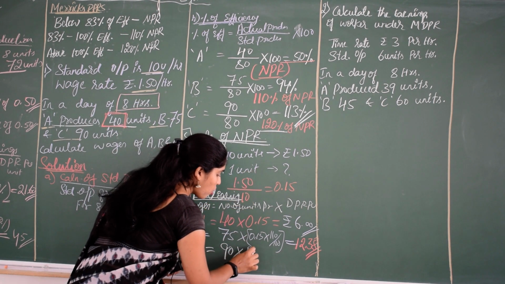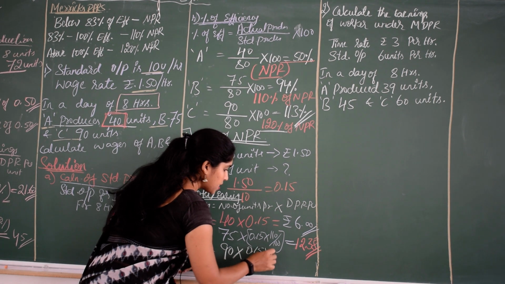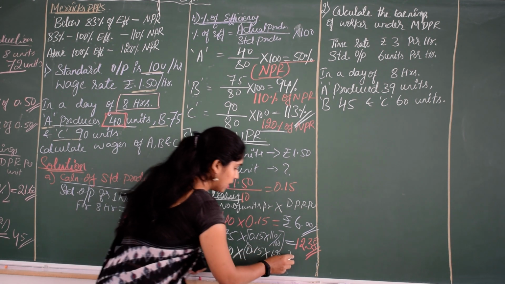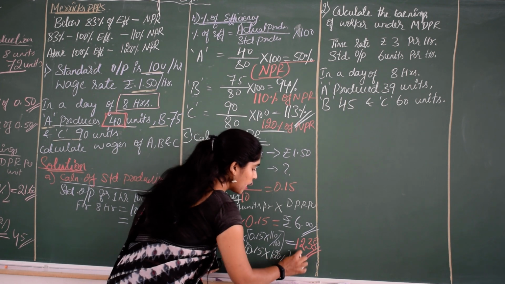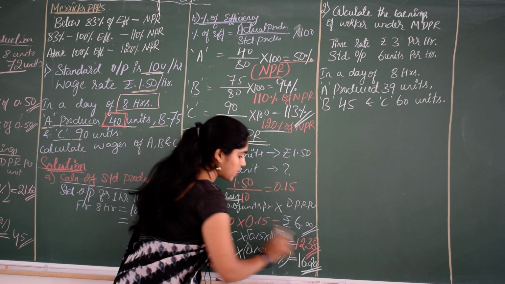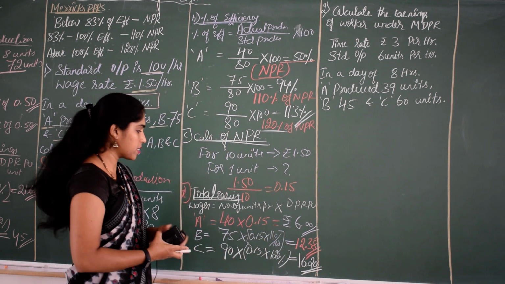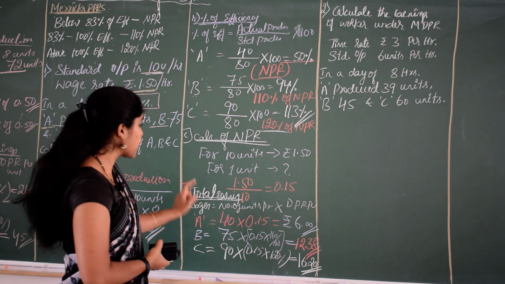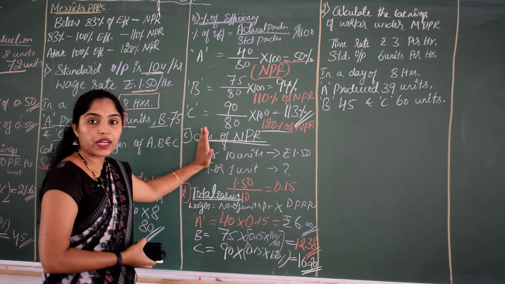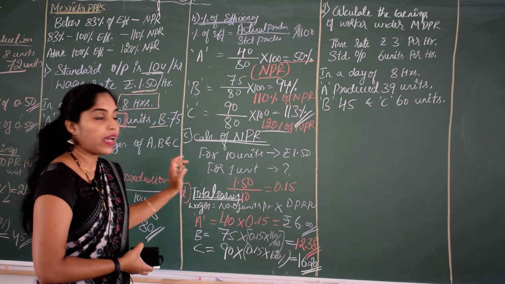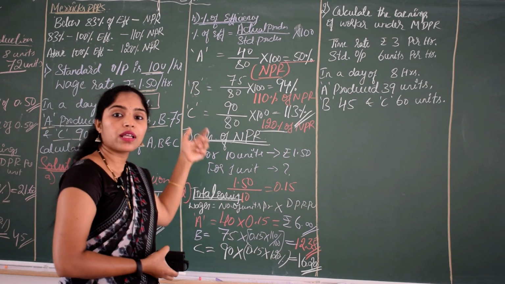So 0.15, that is 15 paise into 120%. So he is entitled to get 16 rupees 20 paise. So this is how we need to calculate total earnings under merit differential piece rate system. It's a very simple method where you need to know the conditions.